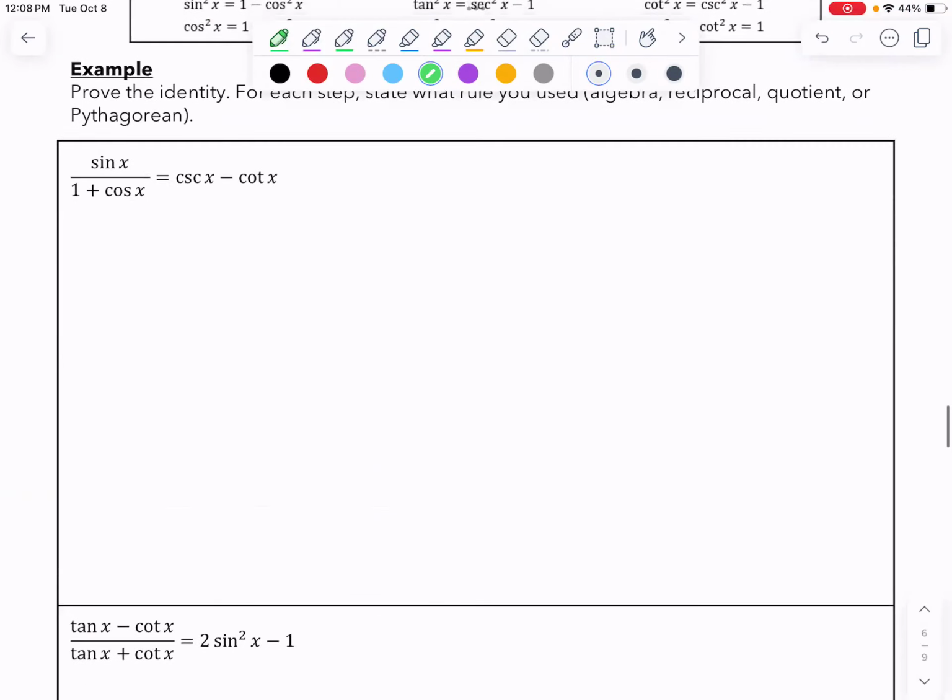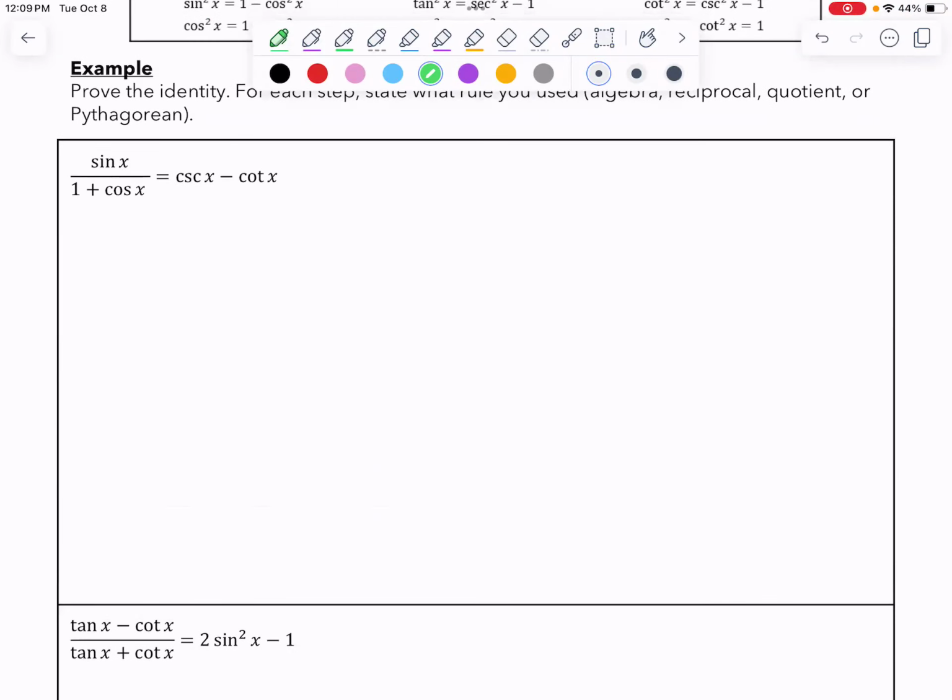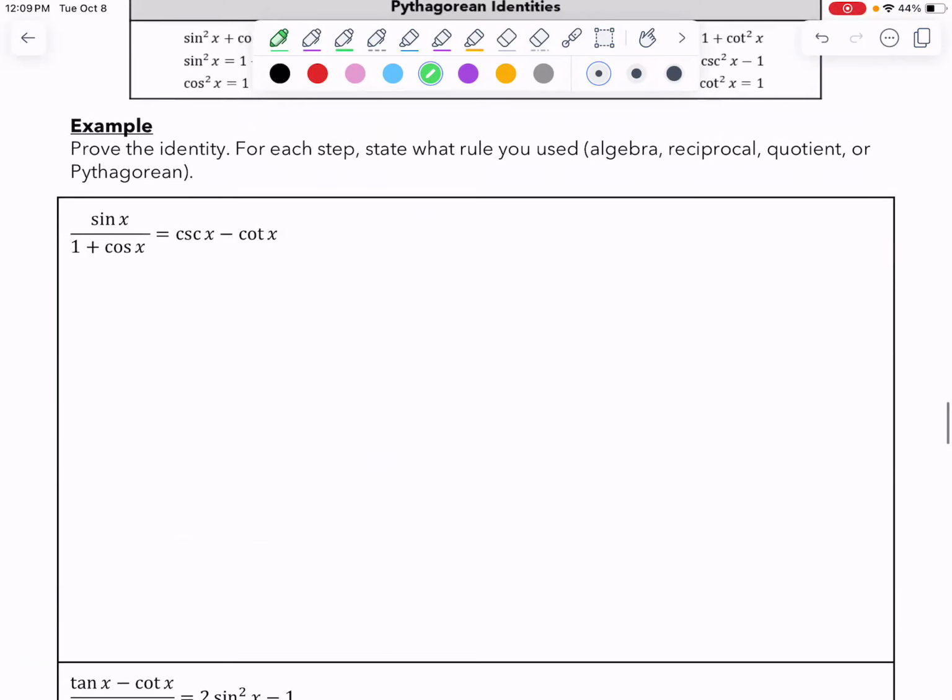Let's do more. You might want to take a moment and try, although I will say there is a trick to this one. So maybe we should talk about the trick. I'm looking at this next one: sine x divided by 1 plus cosine x is equal to cosecant x minus cotangent x. And again, we know our goal. Here's our goal right there. We're starting with our left-hand side, which is sine x divided by 1 plus cosine x.